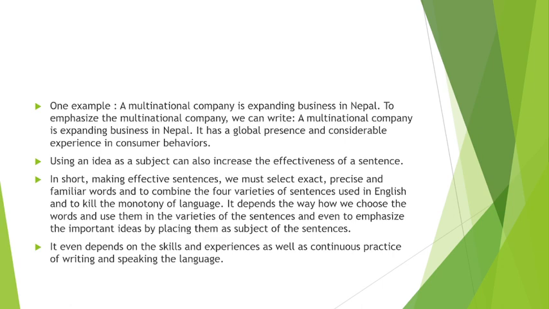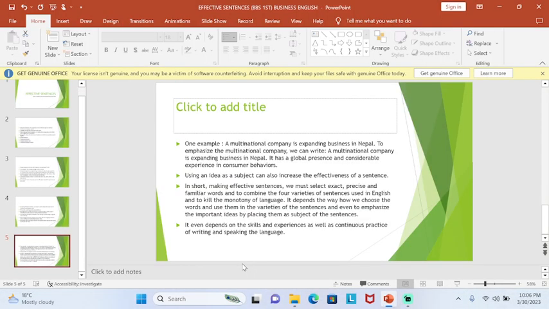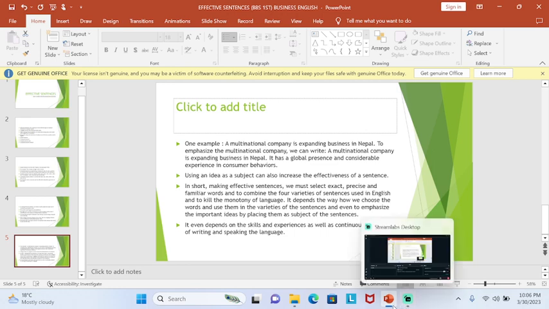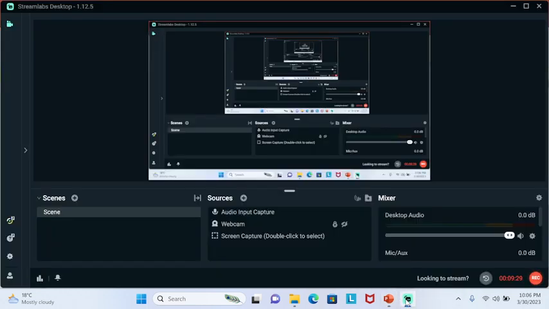In the absence of using concrete words, in the absence of selecting exact, precise, and familiar words, our language cannot become effective, cannot become communicative, cannot become easy for sharing ideas. This is how effective sentences can be made in writing English. Otherwise, our language cannot become useful, better, and standard.